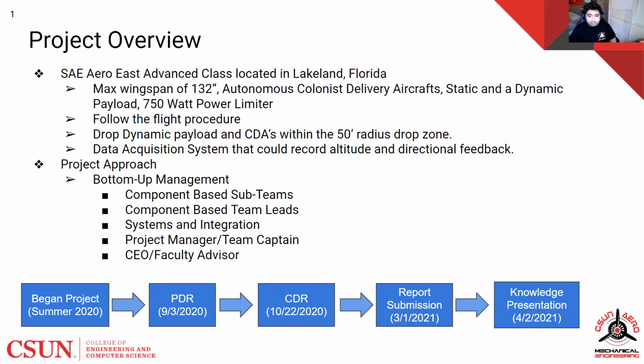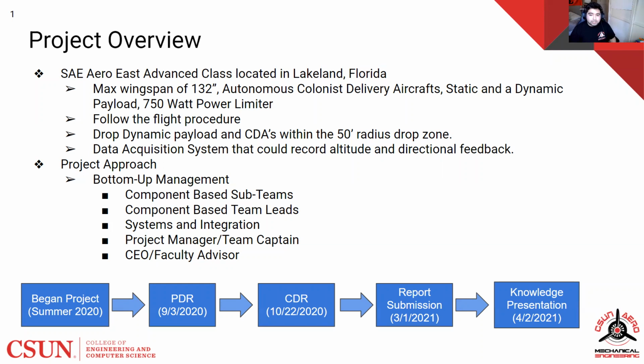The design constraints that were to be maintained are a maximum wingspan of 132 inches, autonomous colonist delivery aircrafts, a static and a dynamic payload, and a 750-watt power limiter. The dynamic payload and the CDAs are to be dropped within a 50-foot radius drop zone at varying altitudes, and during this flight, we must follow the given flight procedure. And finally, a data acquisition system that could record altitude and directional feedback.